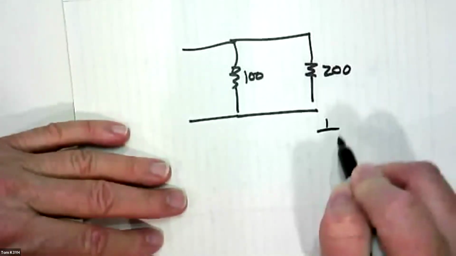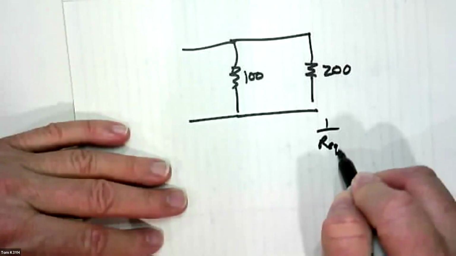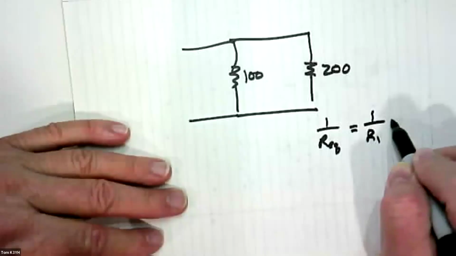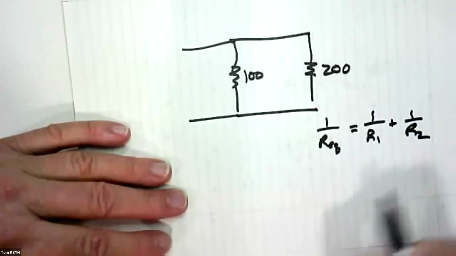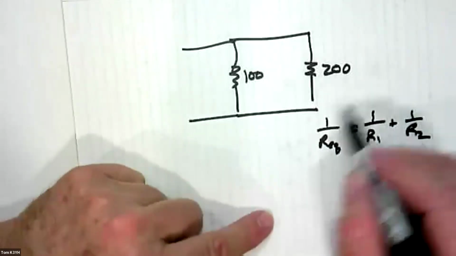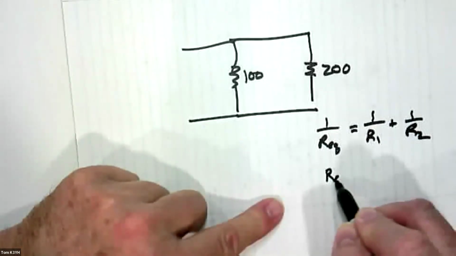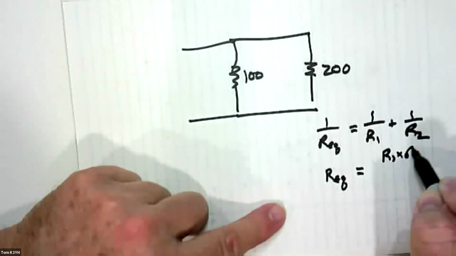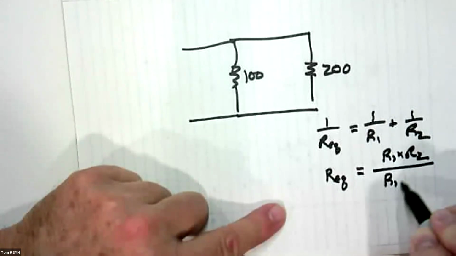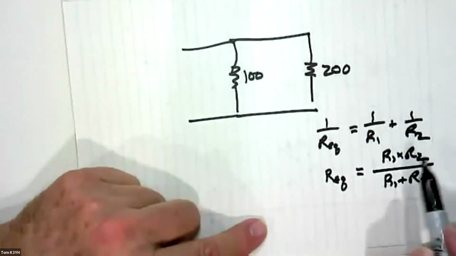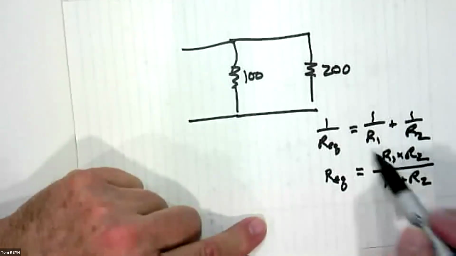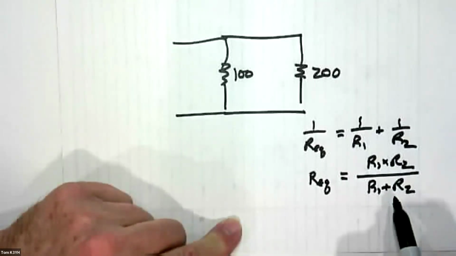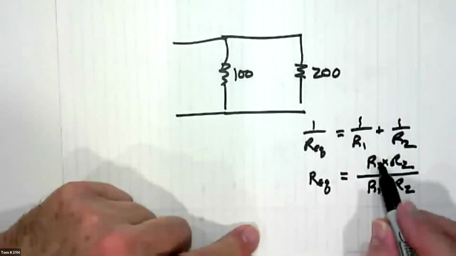It's the same equation. So 1 over R equivalent, or sometimes they write 1 over R total, is equal to 1 over R1 plus 1 over R2. And if you do all the algebra on this, there's another equation that says this is equal to R1 times R2 over R1 plus R2. You do that by multiplying R1 over R1 and R2 over R2 and doing the algebra to simplify it down to this equation. Okay, if you want to do that, that's fine.